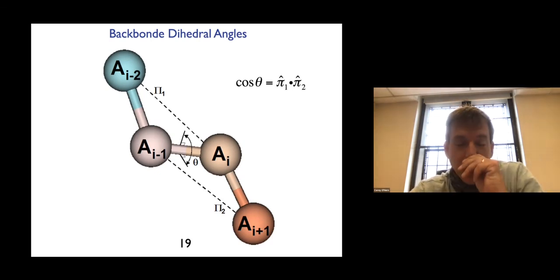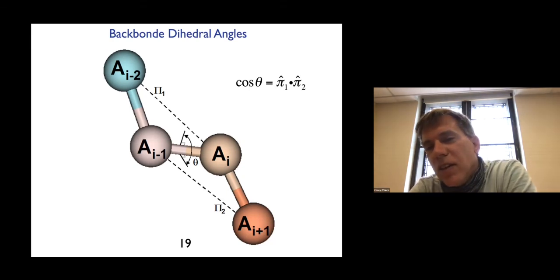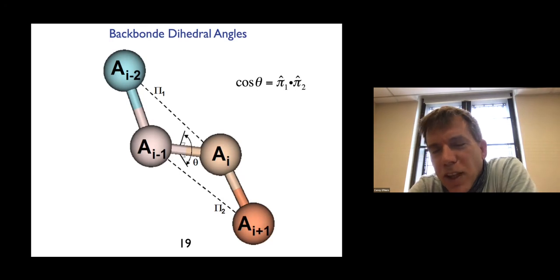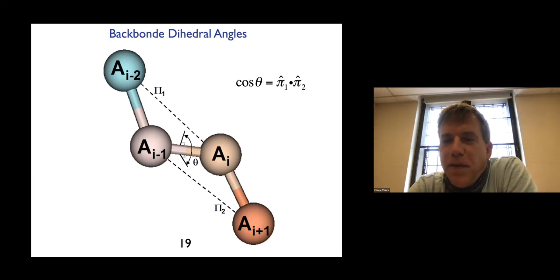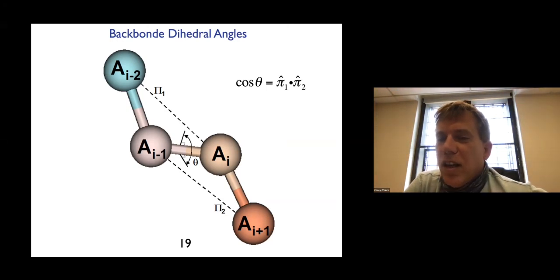And so since 2 planes have 2 unique directions, you can take the dot product of those 2 vectors, and that defines an angle. And that angle is the relative orientation of those 2 planes. In this sort of silly notation, I say that the vector that describes the orientation of plane 1 is called pi 1. The vector that characterizes the orientation of plane 2 is pi 2. I take the dot product of those 2 vectors, and that gives me the cosine of the angle. And that angle is called a dihedral angle.